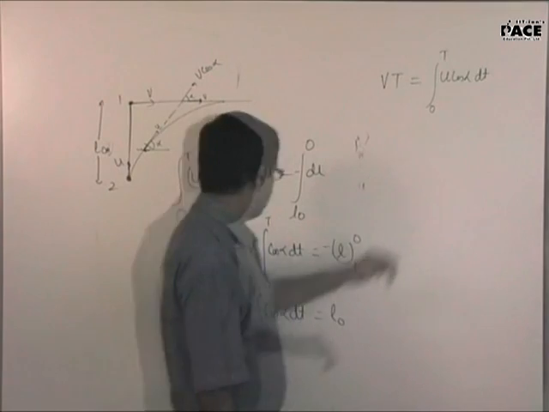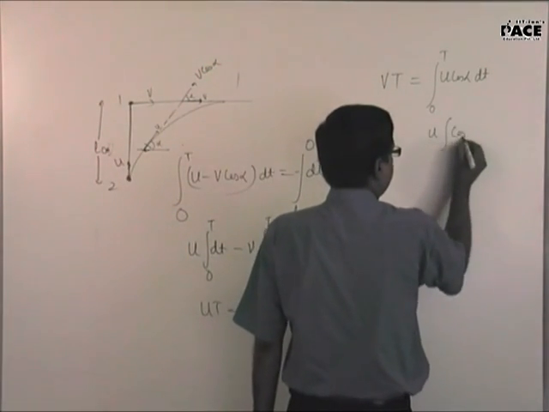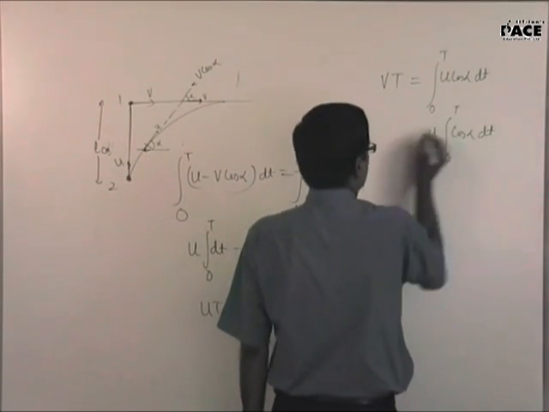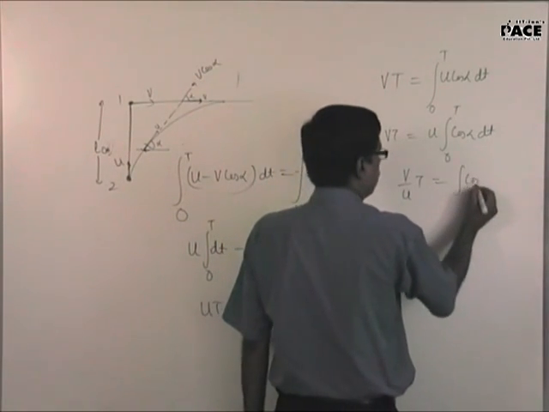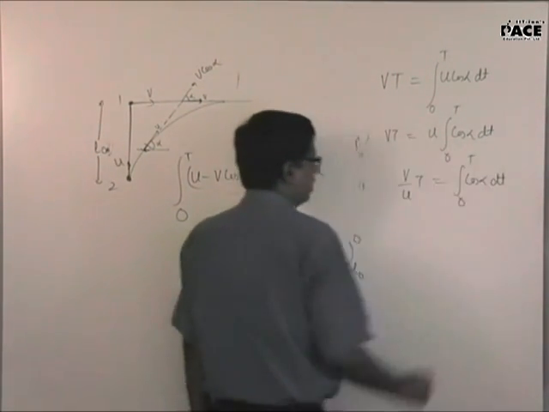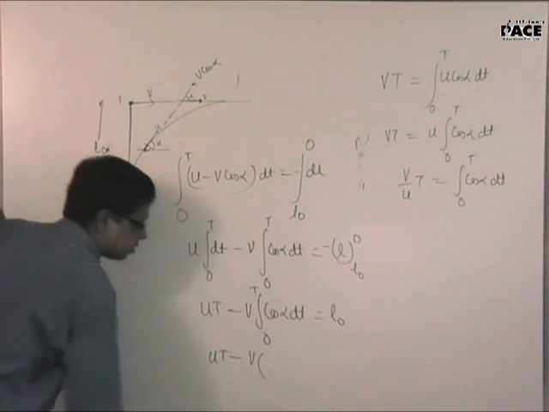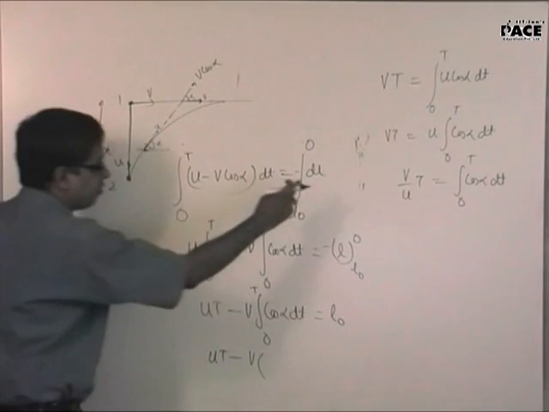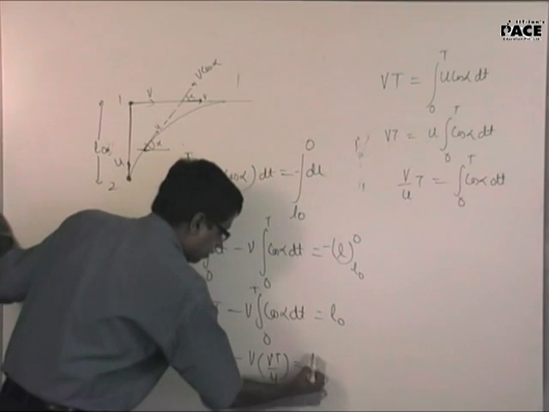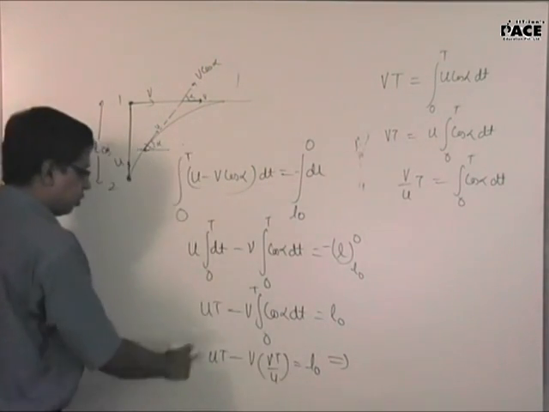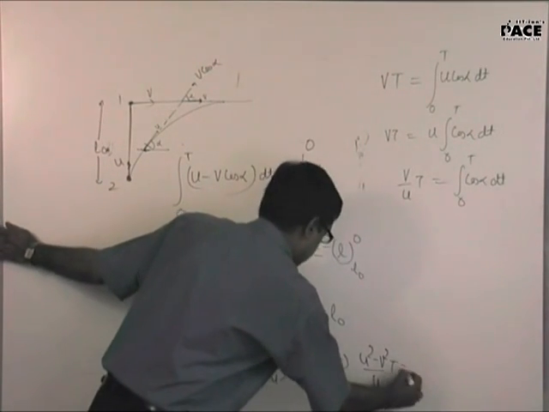Now indirectly you got the value of this integral, cos alpha dt. The integral of u cos alpha dt from 0 to t is vt. So v by u into t is the integral of cos alpha dt from 0 to t. Substitute that here. Ut minus v into cos alpha dt, which will be vt by u, is equal to L naught. So (u square minus v square) by u into t is L naught.